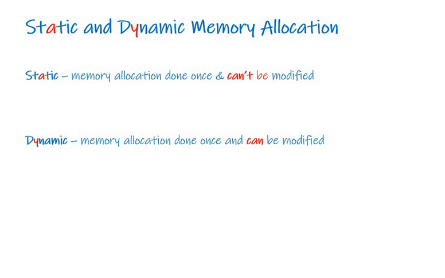Static. Now what is static? The memory allocation which, once it is done, can't be modified. That is static memory allocation. And dynamic memory allocation is one which can be modified even when the program is running. Let me see some example of static and dynamic memory allocation.